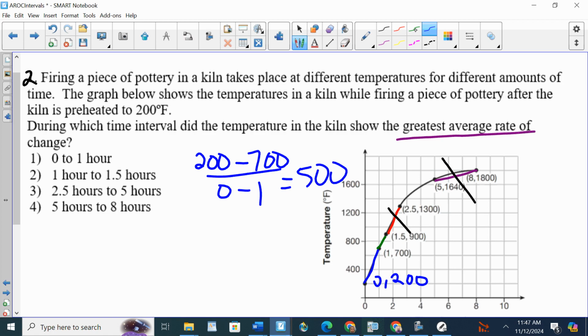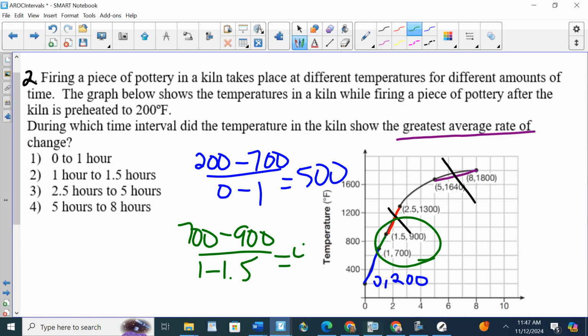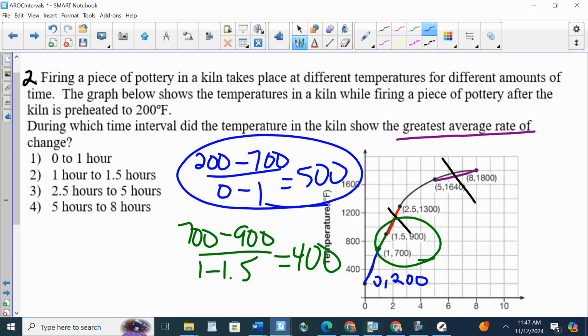Now the green, I'm using these 2 points, bottom minus top over bottom minus top. 700 minus 900 over 1 minus 1.5, 400. Which one has the greater average rate of change? 500 is more than 400, so your answer is choice 1.